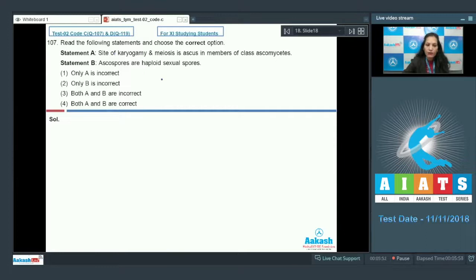Statement A. Site of karyogamy and meiosis is ascus in members of class ascomycetes. It is the correct statement. In case of ascomycetes or the sac fungi, karyogamy and meiosis occur in ascus. Ascus is a sac-like structure. Statement B. Ascospores are haploid sexual spores. Yes, in members of ascomycetes, ascospores are the sexual spores which are haploid and produced inside the ascus. They are endogenously produced spores. So this statement is also correct. So both statements A and B are correct, and the correct option for the given question is option number 4.